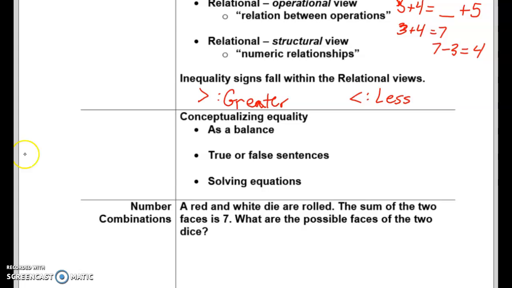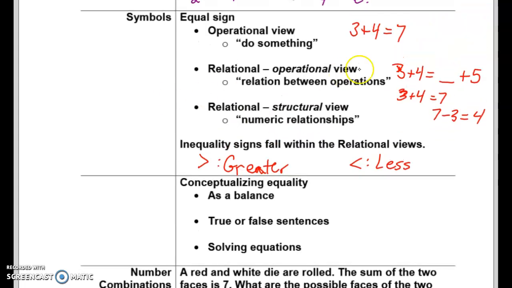Okay? And again, when we try to conceptualize what we mean by equality, if we use the idea that 3 plus 4 makes 7, that can lead us to some issues. What we want to think of is a balance. The value of 3 plus 4 is the same value as 7.